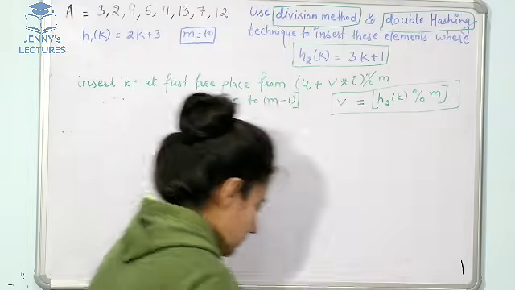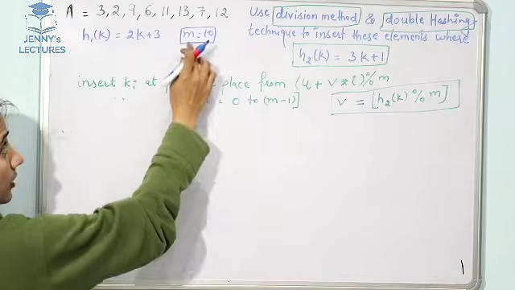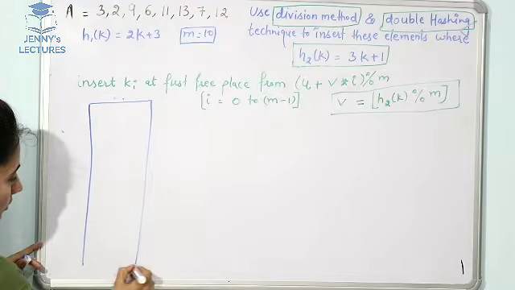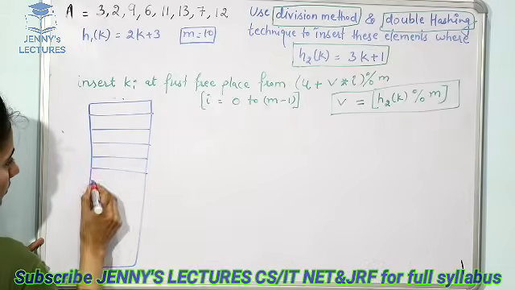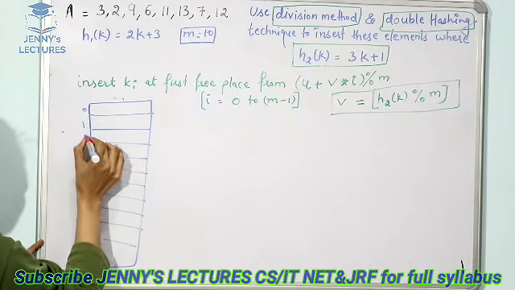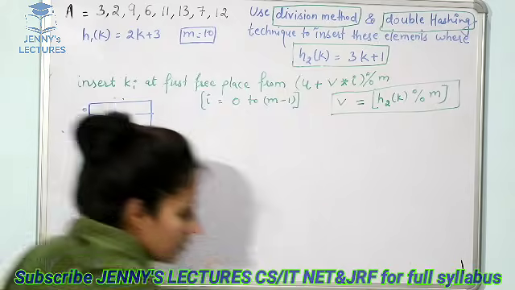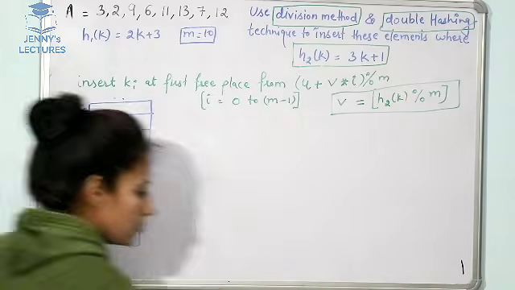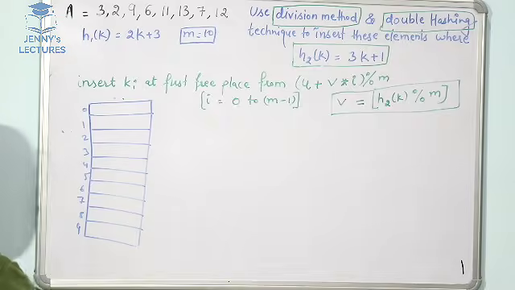Okay, now let's start. The size of the hash table is 10. Suppose this one is our hash table, with indices from 0, 1, 2, 3, 4, 5, 6, 7, 8, 9. From 0 to 9 we have this. This one is our hash table.